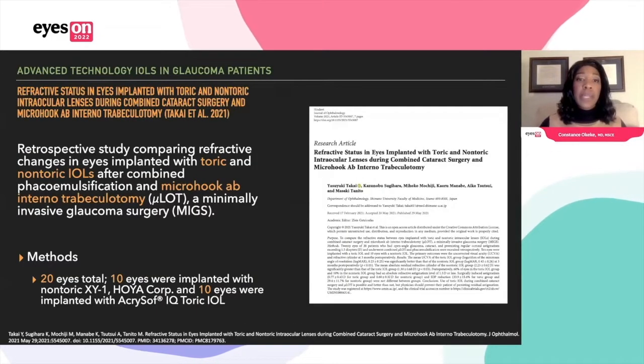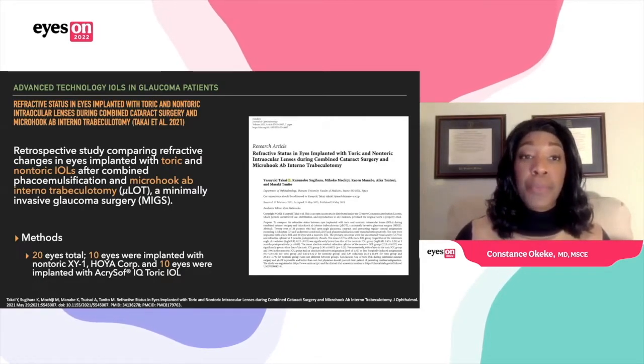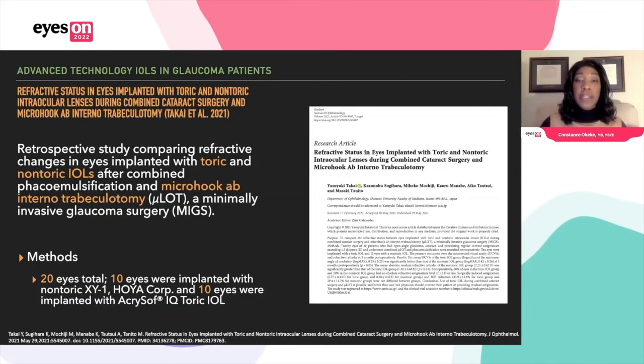Here's a study looking at toric lenses that were put in patients alongside patients who had non-toric monofocal lenses, but both were combined with a certain type of MIGS goniotomy procedure called the microhook ab-interno trabeculotomy. In this retrospective study, they looked at these two categories of patients, either having the toric correction or not, but both groups having the goniotomy procedure. There were 20 eyes total, with 10 eyes in each group.